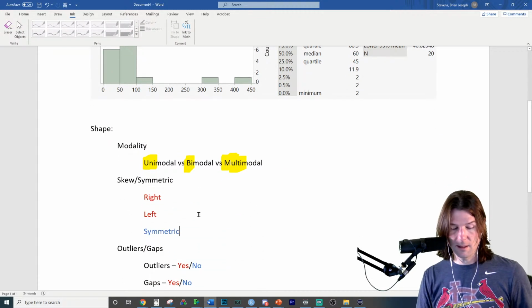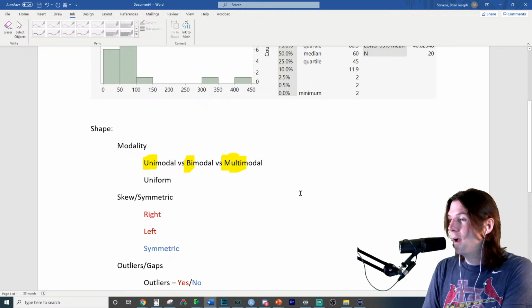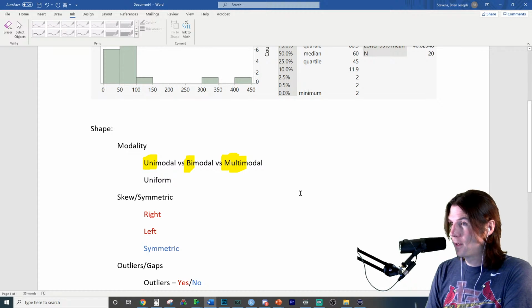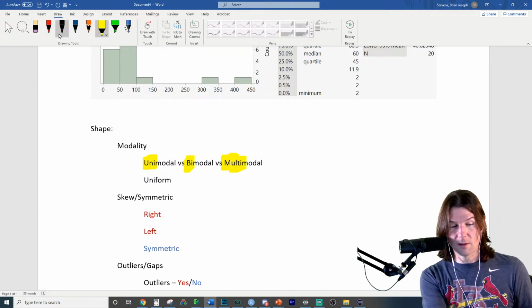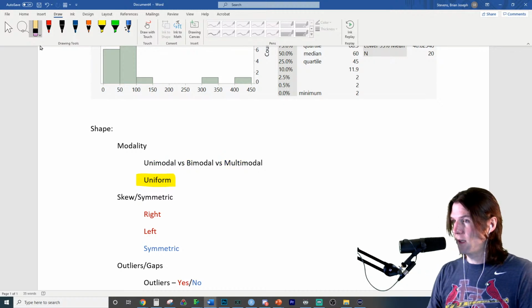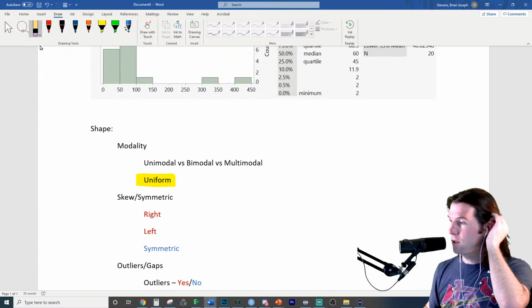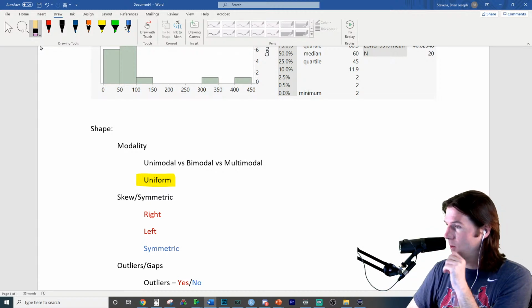And I did forget one thing. Wow, I forgot this. There is uniform. Can anyone break down what uniform means? What does uniform mean? Break it down, just the two parts of it. What does uniform mean? Distribution.